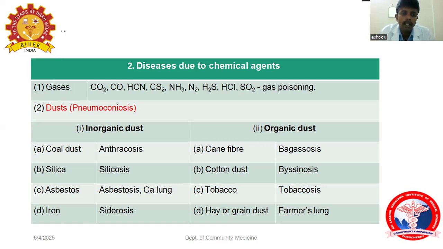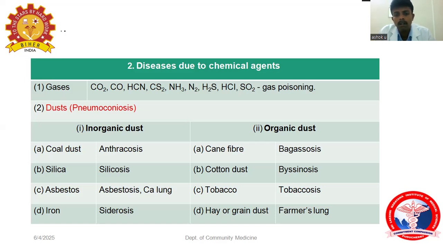In the inorganic dust, we have coal dust, which causes anthracosis. And we have silica dust, which causes silicosis. Then asbestos, which causes asbestosis. Further, we have carbon, the black lung. Then we have iron, leading to something called siderosis. So these are all your inorganic dusts, and then we have organic dust.